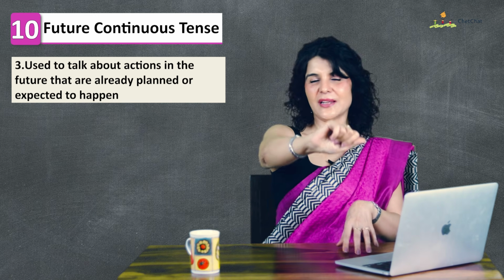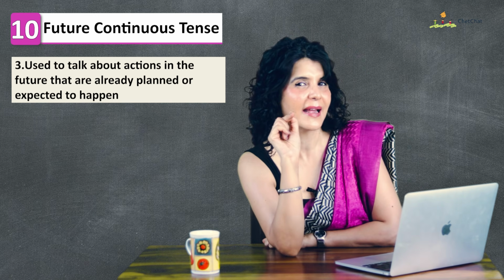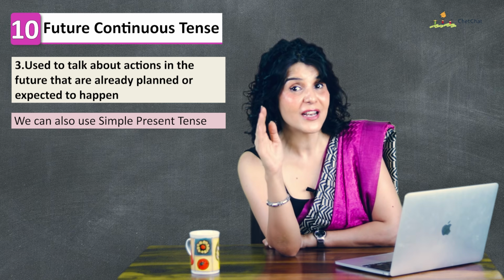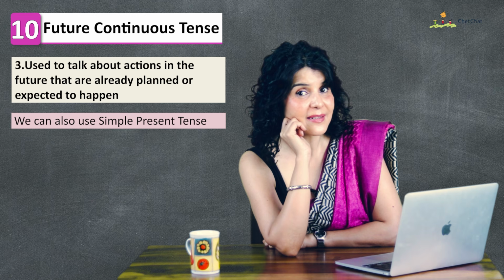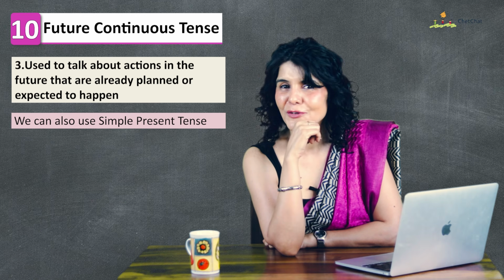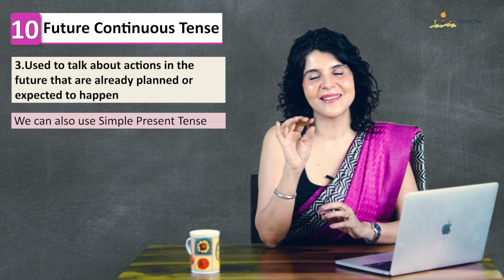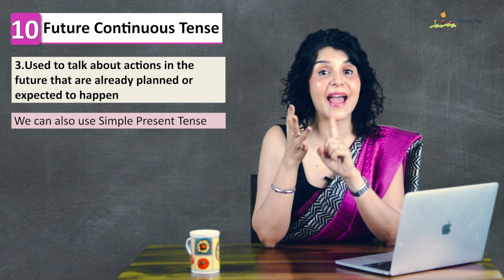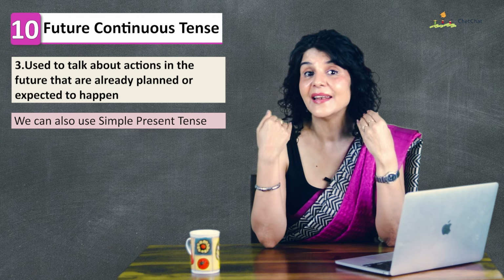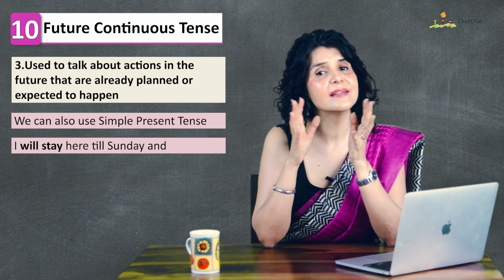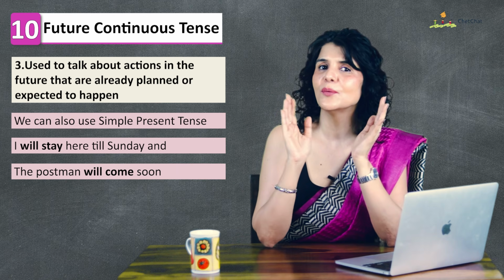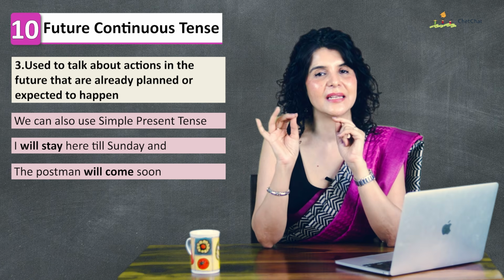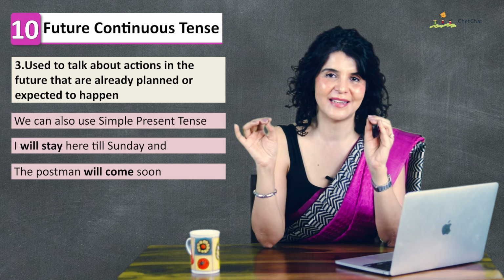But remember, there was one more tense in the past where we said exactly the same thing. Simple present tense. We said if the actions are already planned, then we can use simple present tense. And now you're confused, okay? So, in cases that have already been planned and arranged, you can use simple present tense and future continuous tense. And I'll give you the examples, okay? I will stay here till Sunday. The postman will come soon. Both these sentences have the exact same meaning as using future continuous tense.